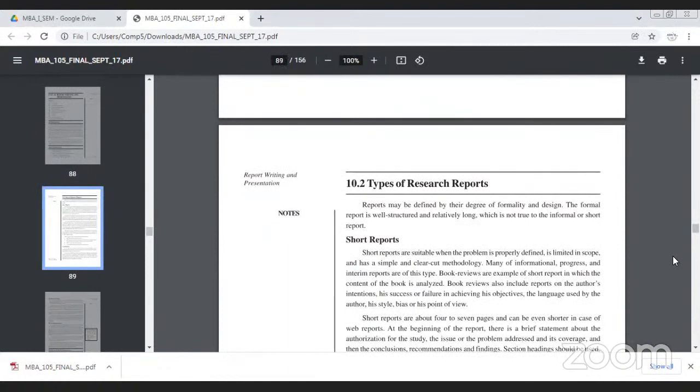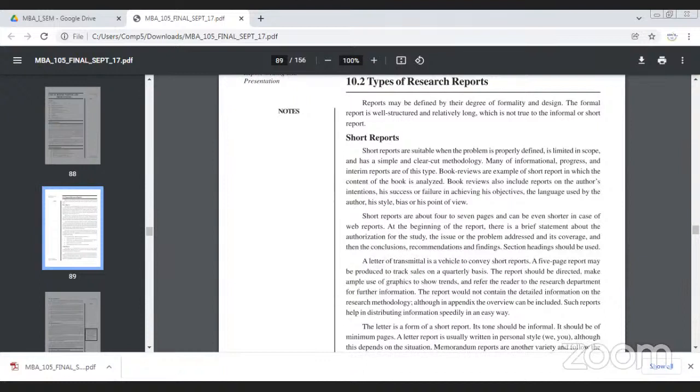Short reports are suitable when the problem is limited in scope and has a simple and clear-cut methodology. Many informal progress and interim reports are of this type. Book reviews are an example of a short report in which the content of the book is analyzed. Book reviews also include reports on the author's contentions, the success of the author in achieving his objective, the language used by the author, his style, and his point of view.